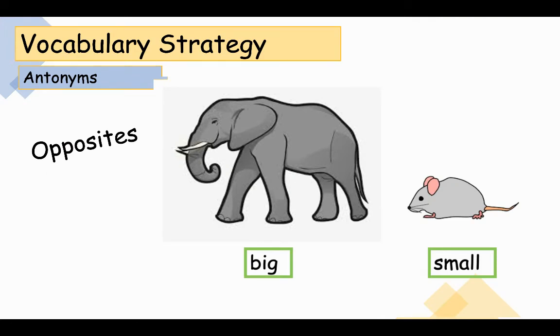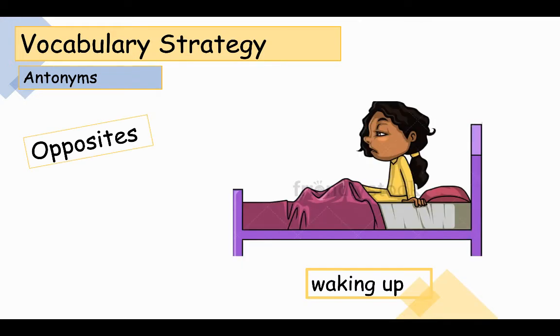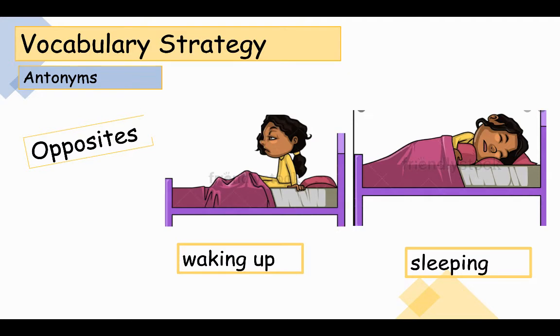Okay. We have been working on antonyms. Antonyms are words that have opposite meaning, right? Let's look at this picture. The elephant. The elephant is big. We know that the antonym of big is small, like the little mouse. Now, your turn. Waking up. This girl is waking up. What is the opposite, the antonym of waking up? What do you do at night? Sleeping. Yes, the antonym of waking up is sleeping.